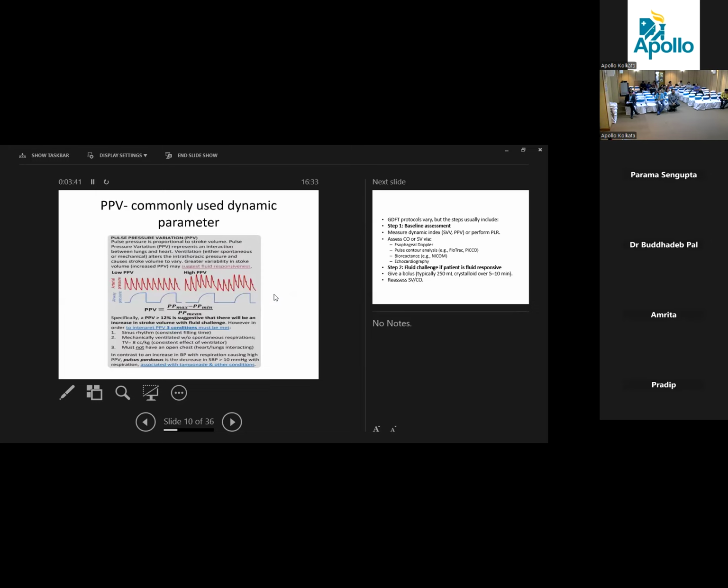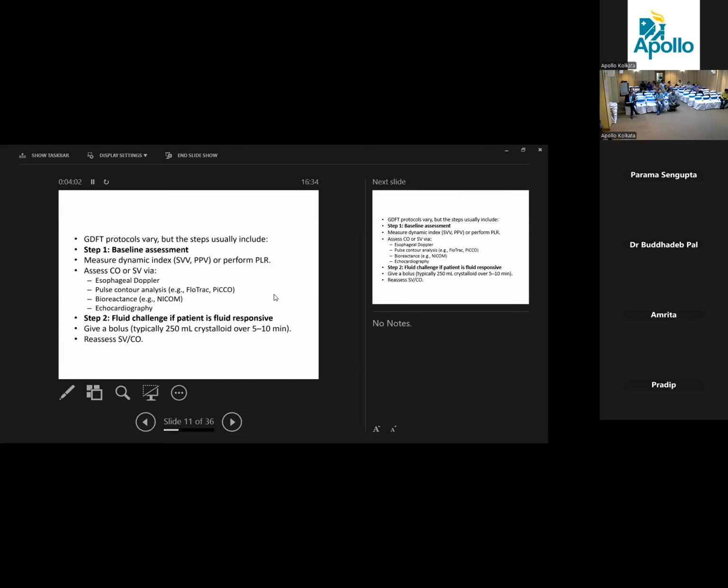This is the most commonly used parameter, pulse pressure variation, which is proportional to stroke volume. This is the specific formula: pulse pressure variation is max minus min divided by the mean pulse pressure. Specifically, as I told earlier, a percentage of more than 10 to 13% generally indicates fluid responsive.